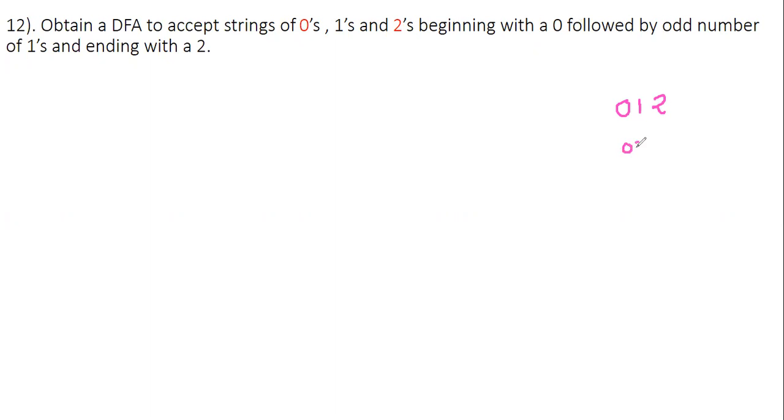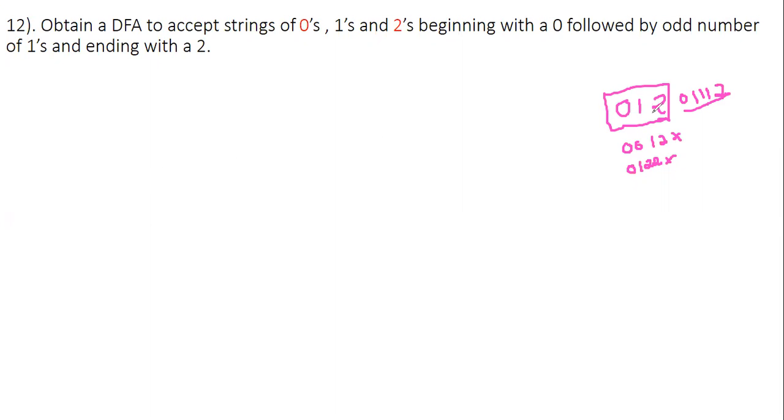If it is beginning with 0 0 1 2, it should be rejected. Or else if it is beginning with 0 and ending with two 2s, then also it should be rejected. But if you are beginning with 0 and ending with 1 2, and in between you are having an odd number of ones, then it will be accepted. So first we will design a DFA with this minimum requirement. Later we'll go for checking all the possibilities.